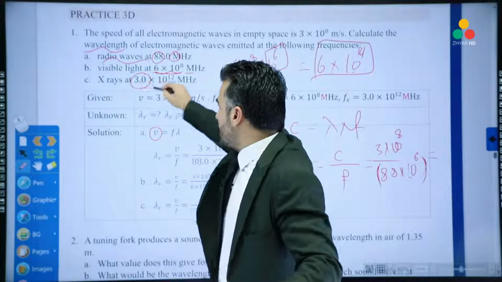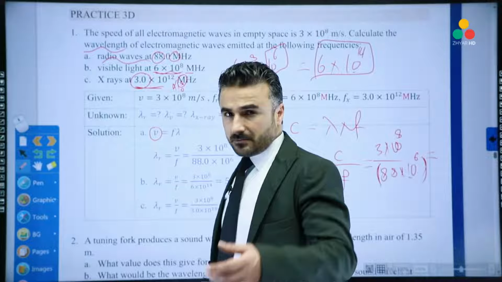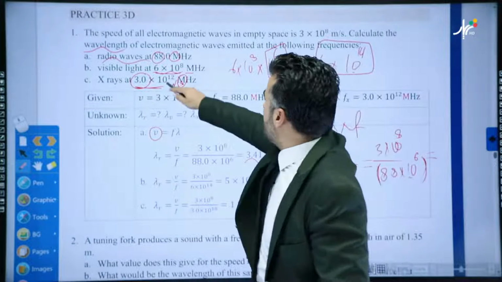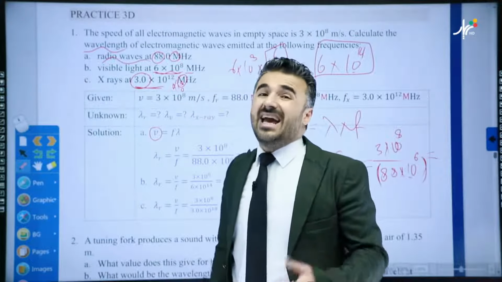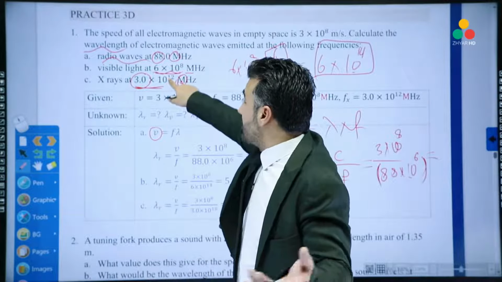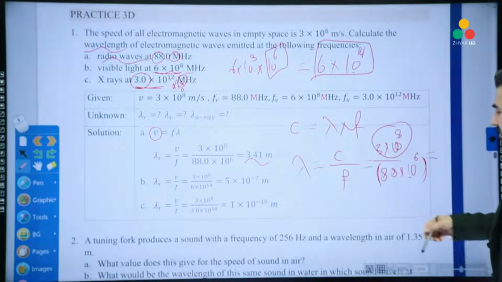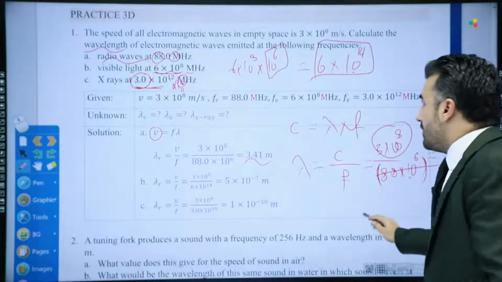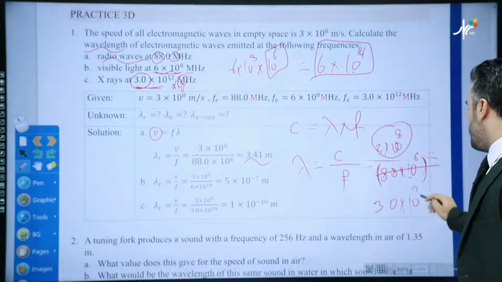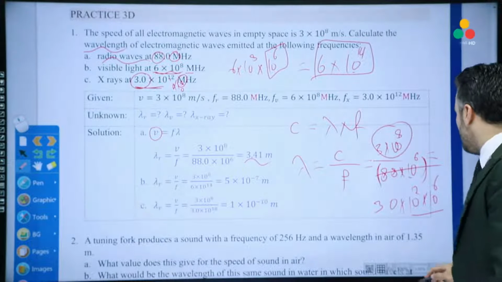And then of course we have for X-ray, here's the number, don't forget the mega, that is 10 to the power 6, plus 12, that becomes 10 to the power 18, yeah? Okay, because mega is 10 to the power 6, plus 12, that is 18. So you divide 3 times 10 to the power 8 by 3 times 10 to the power 12 times 10 to the power 6, and of course this is equal to 10 to the power 18, yeah?